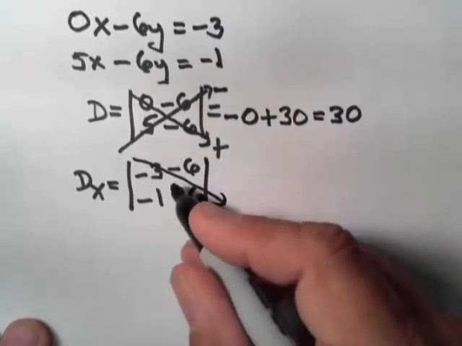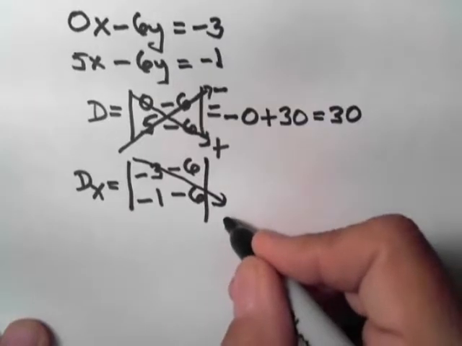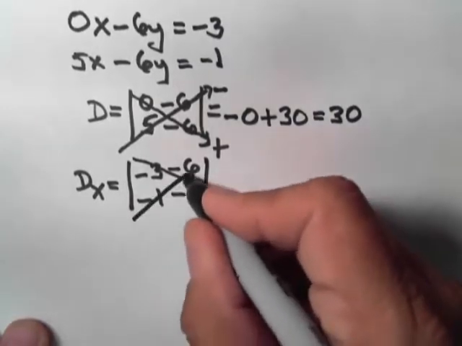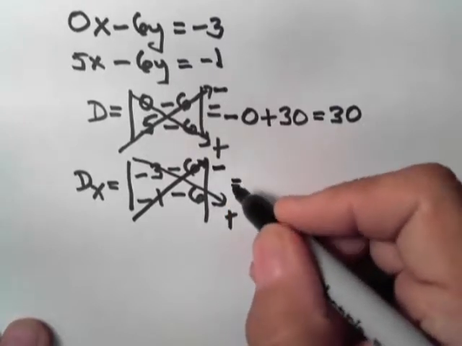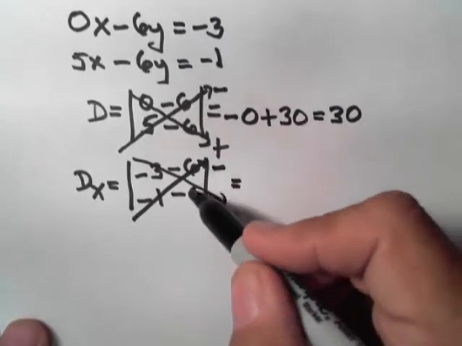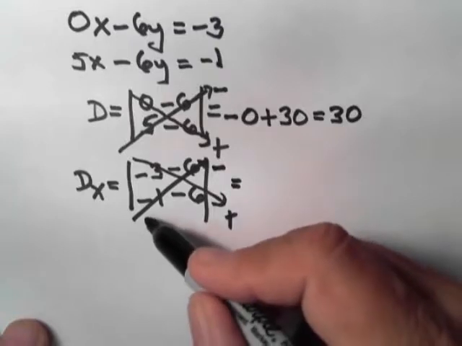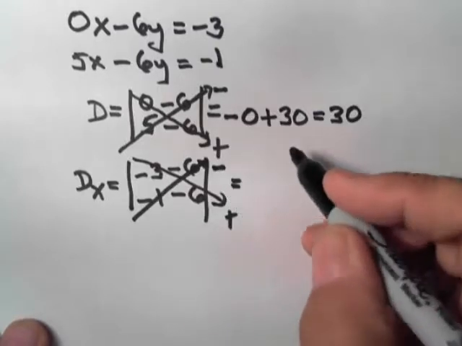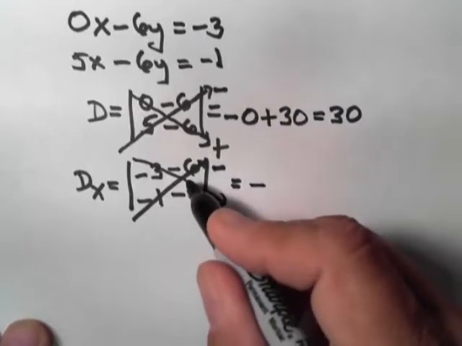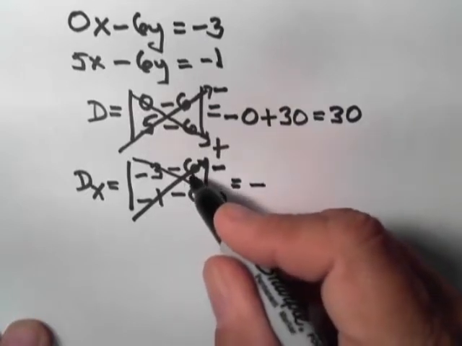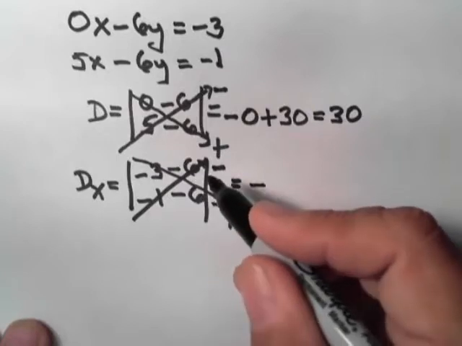So the guy sloping down, opposite would be plus. The guy sloping upward, opposite would be minus. Okay, let me take the guy going upward first. Notice he's got three minus signs. 1, 2, 3. Three minus signs is negative. 1 times 6 is 6.